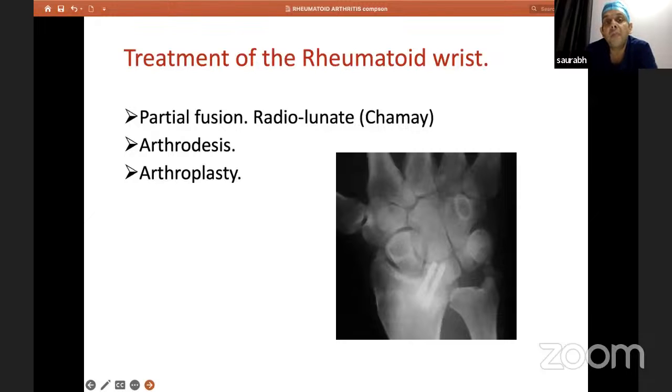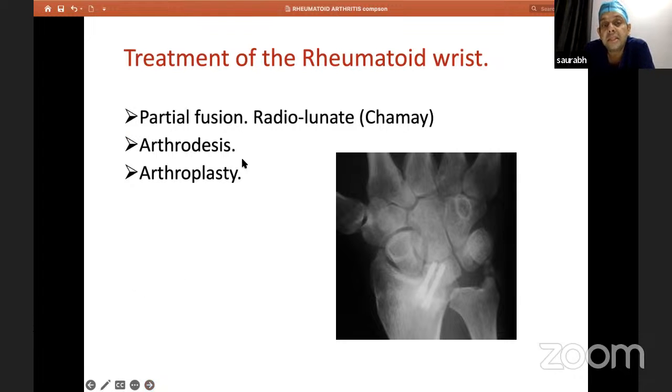So how do we manage a rheumatoid wrist? And do remember, as an orthopedic surgeon, I'm discussing the surgical part. Remember, they've already been to the rheumatologist, the hand therapist, the occupational therapist, and we are operating on them because none of them has worked so far. They are in pain, their deformity is progressing.